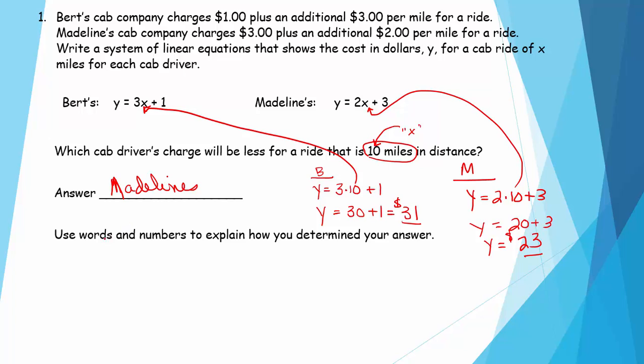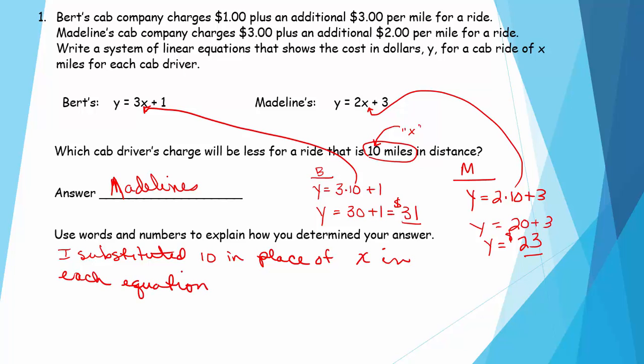Use words and numbers to explain how you determined your answer. I substituted 10 in place of x in each equation, since x represents the number of miles.